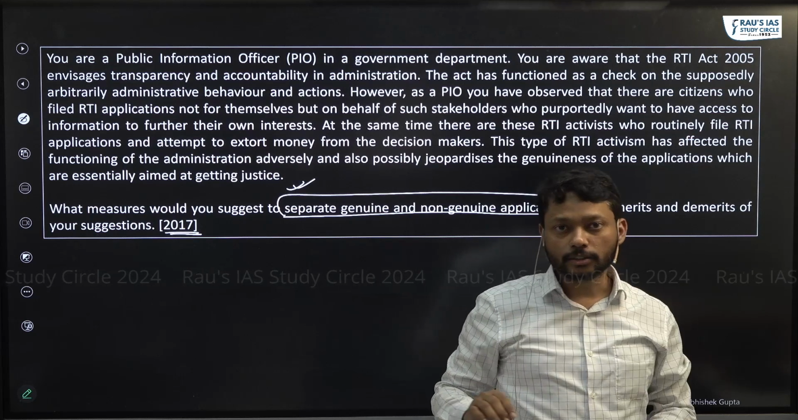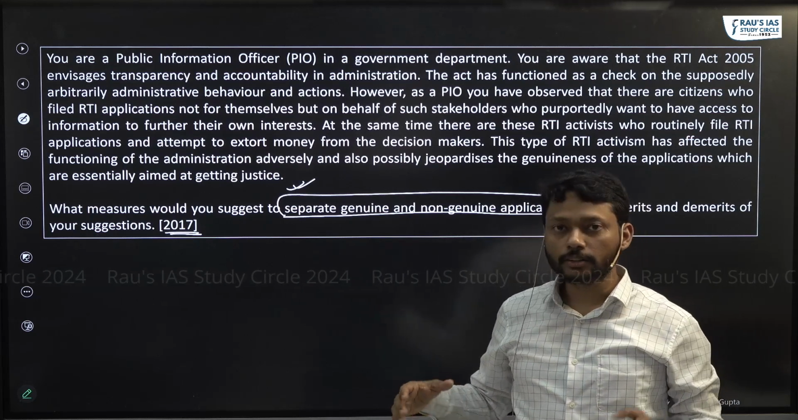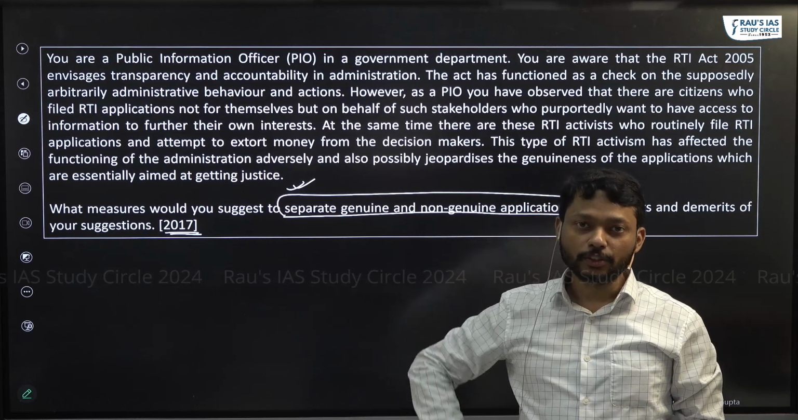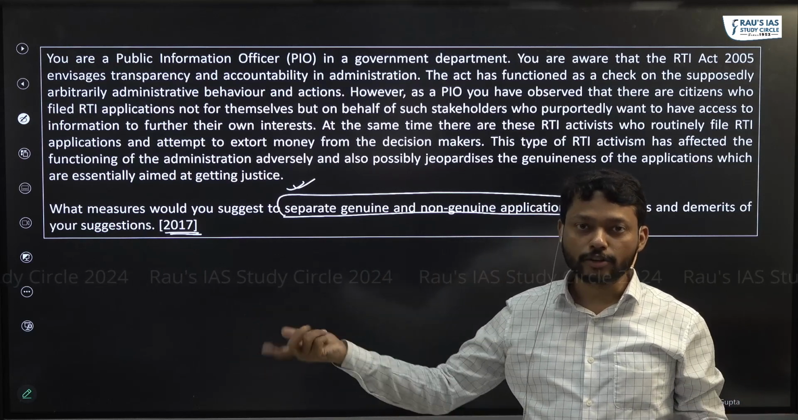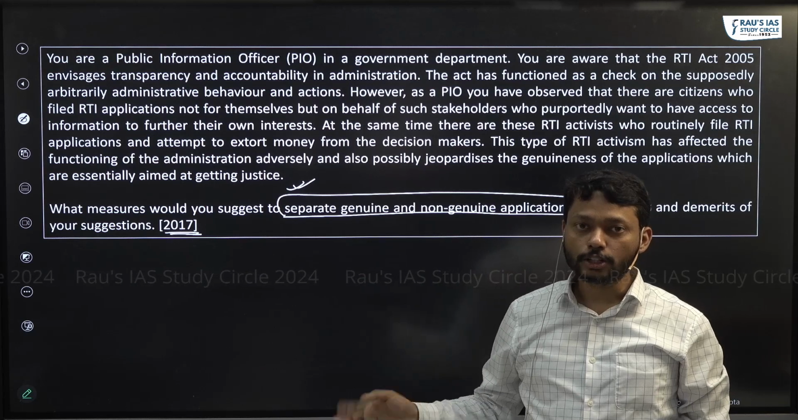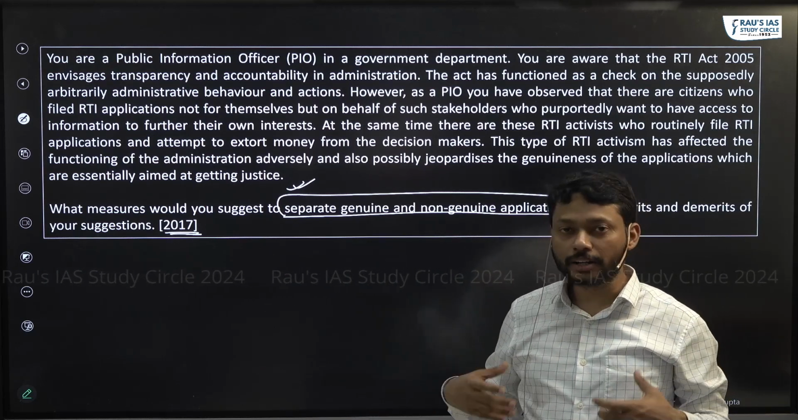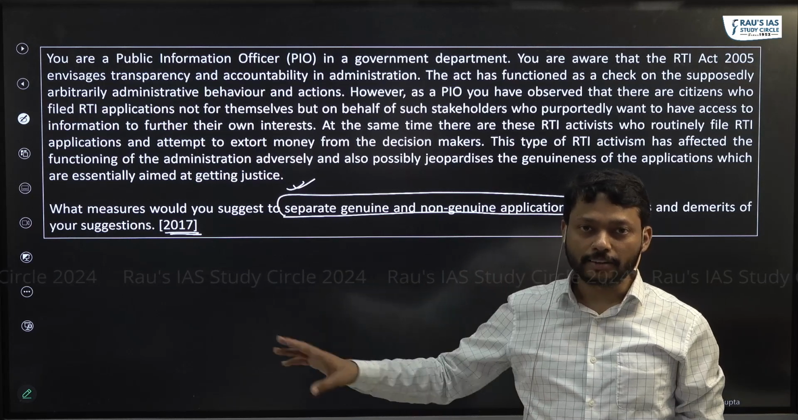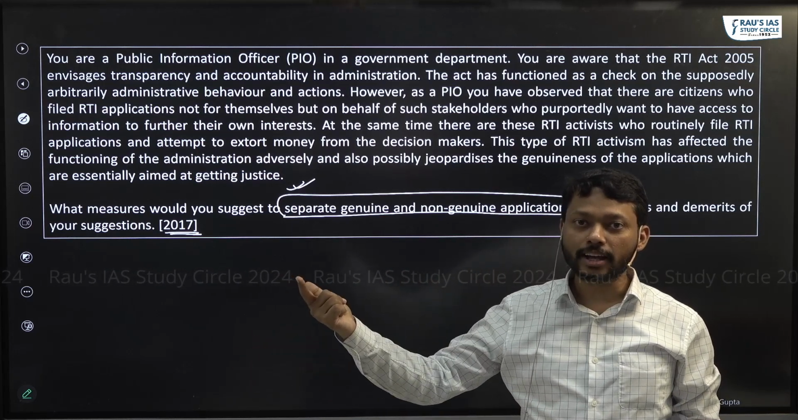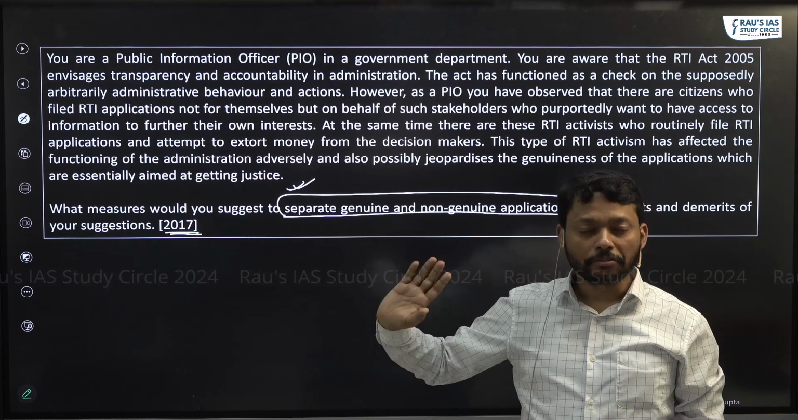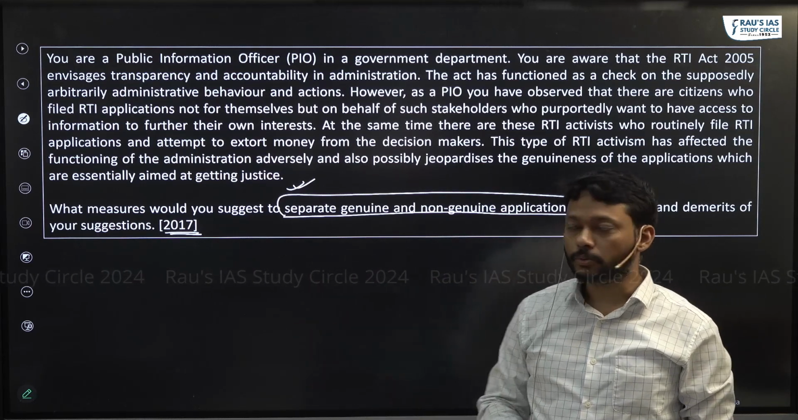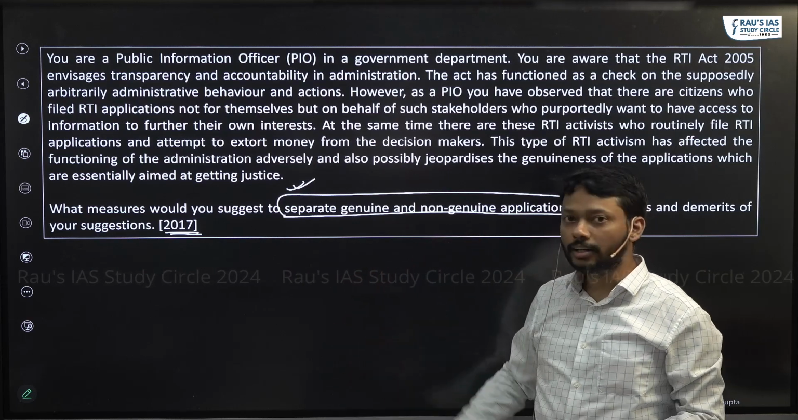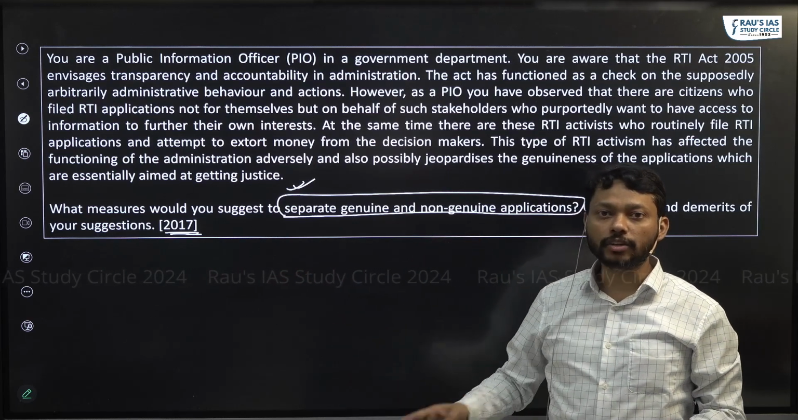So RTI could be frivolous. RTI queries can also be filed because of a feeling of vindictiveness. You want to take on some civil servants and you're looking for some material. It could also be to hold them for ransom and seek money from them, because they might have made some mistake that you want to identify, and now you're blackmailing them. For various purposes, RTI can be used. RTI queries can be genuine, they can be non-genuine. The question was asking how you ought to separate genuine and non-genuine.